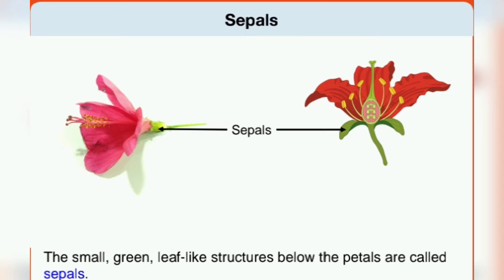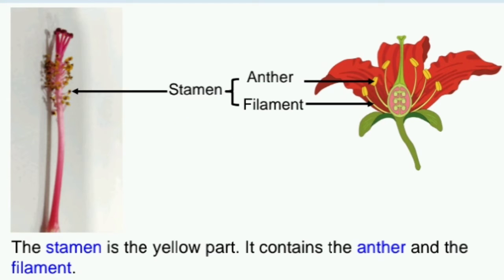Below the petals there are sepals. These are green in color. These are the leaf-like structures present below petals. You can see the stalk-like structure. It is known as stamen. It consists of two parts, anther and filament.